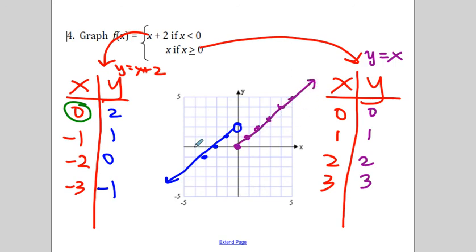And then once again, I would check, would this pass my vertical line test? Up and down, am I only touching one point? Yes. So here is my piecewise function graphed.